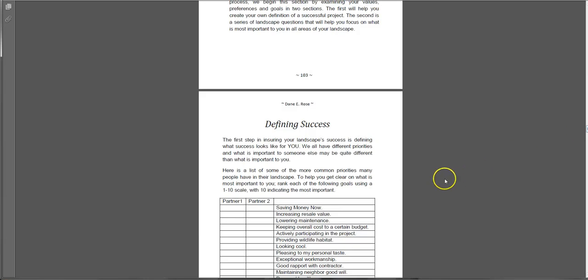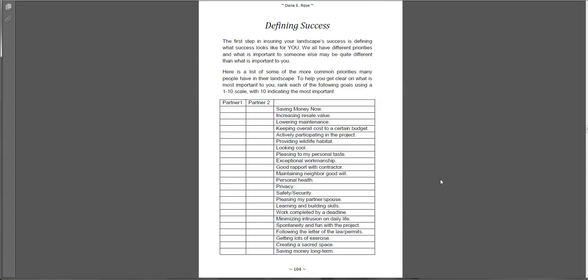and what I wanted to illustrate is how dramatically different a project can go when values have been clearly defined. And so Alistair put learning and building skills and doing a project himself as a 10. He also put saving money as a 10 and increasing real estate value as a 10. And so those three 10s drove the whole project.